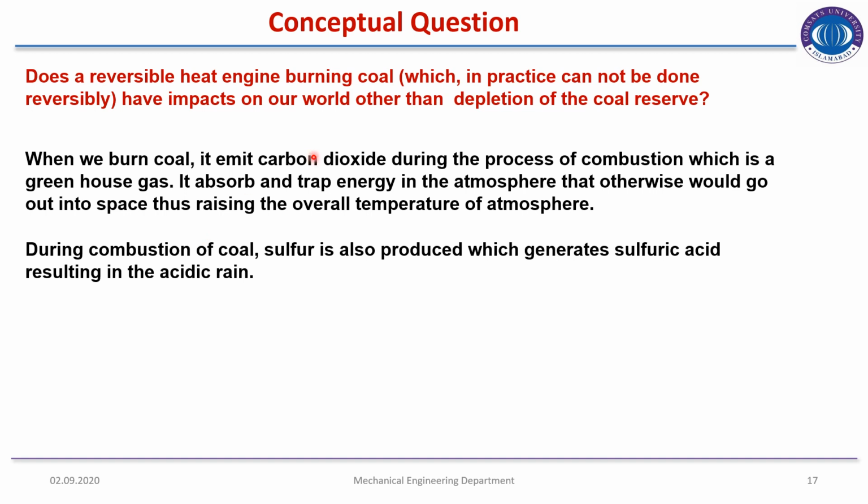During the combustion of coal, sulfur is also produced, which generates sulfuric acid, resulting in acid rain. So burning coal not only increases the overall temperature of the atmosphere, but also results in the generation of sulfur, which consequently is responsible for sulfuric acid and acid rain.